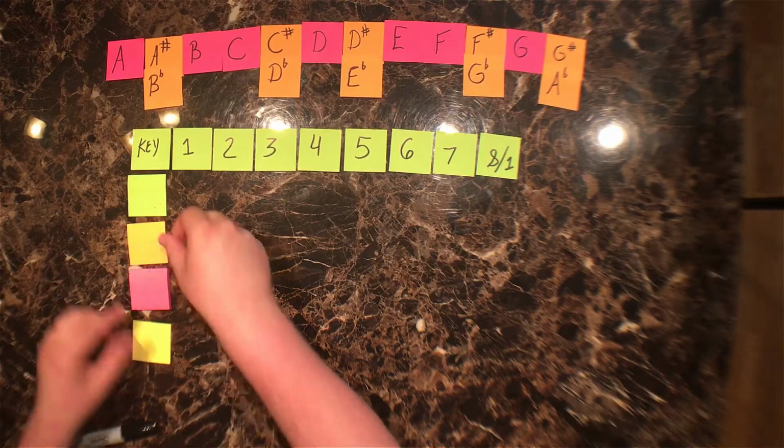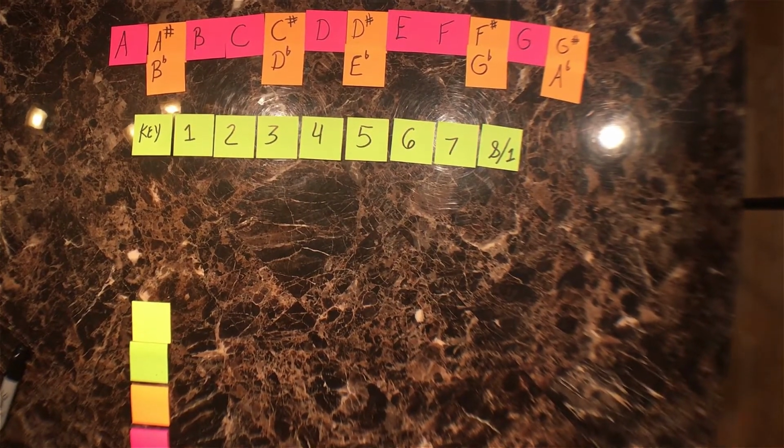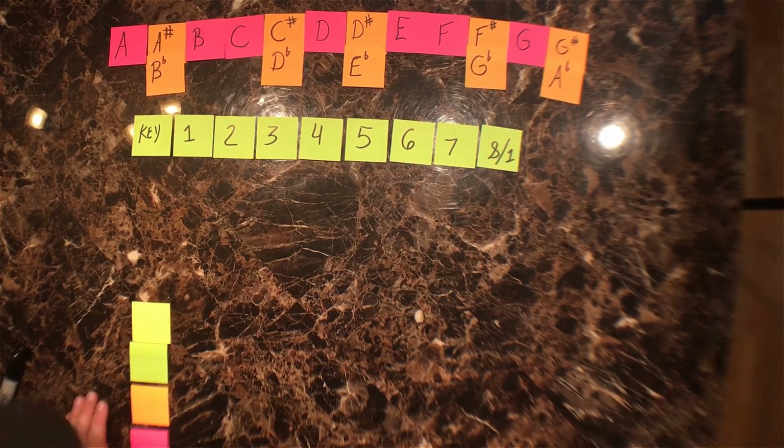A key is the tonal center of a piece of music. Its definition reads, in music theory, the key of a piece is the group of pitches or scale that forms the basis of music composition in Western music. There's a rich history of how we came to this point, but keys are talked about and conceptualized in groups of 7 notes.